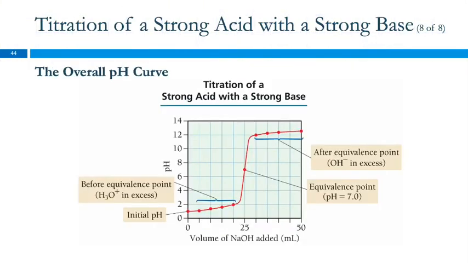So here's the overall curve. So the initial pH, and before the equivalence point, we have hydronium ion in excess. Here we have the equivalence point when it's strong acid and strong base. This will have a pH of 7. And then after the equivalence point, we have excess hydroxide. Any questions?